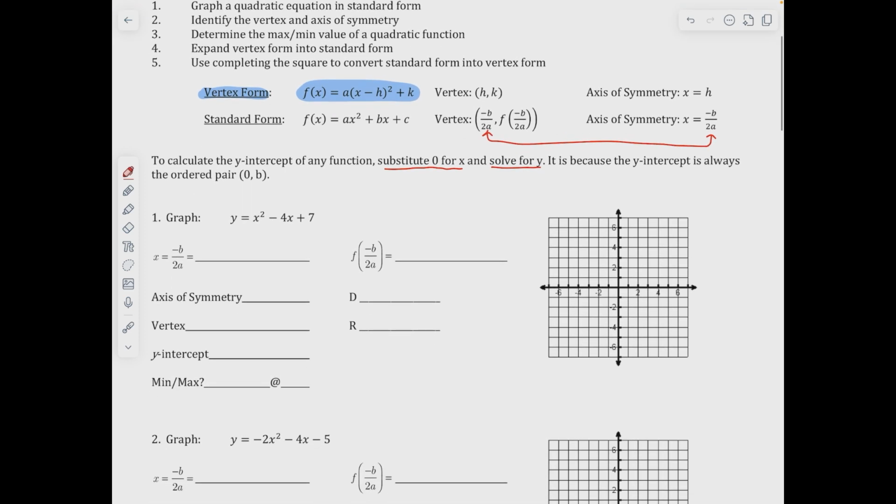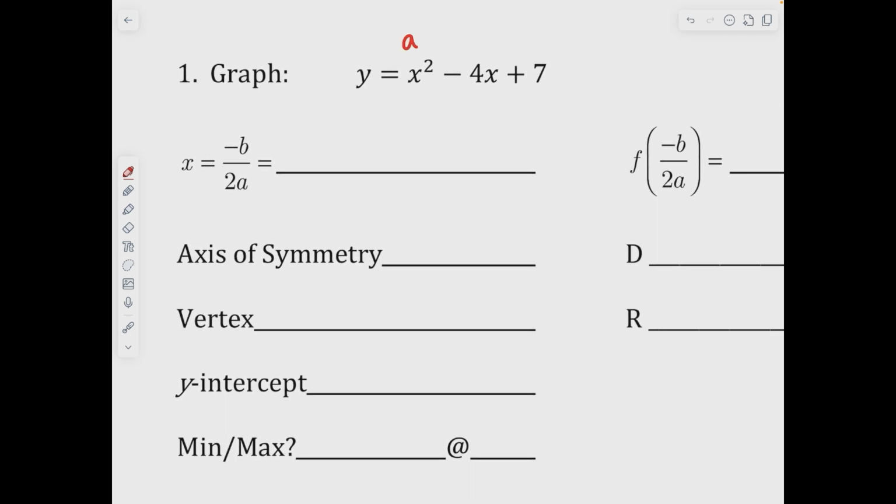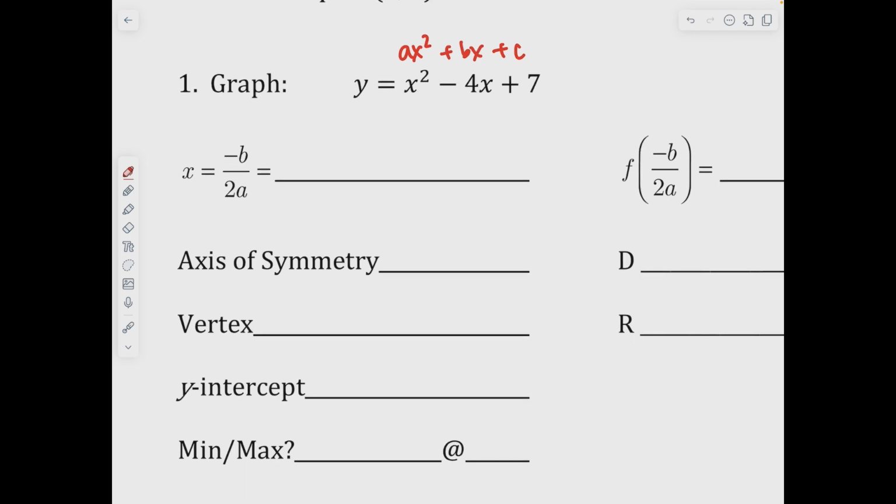Okay, so number one, the first thing we're going to do is start off with our vertex. So ax squared plus bx plus c. First thing, I'm going to identify what is a, b, and c. In this case, a is 1, b is negative 4, and c is 7. So once I know that, I'm going to do negative b, so that's negative negative 4 over 2 times a, 2 times 1. Negative negative 4 is 4, so 4 divided by 2 is 2.